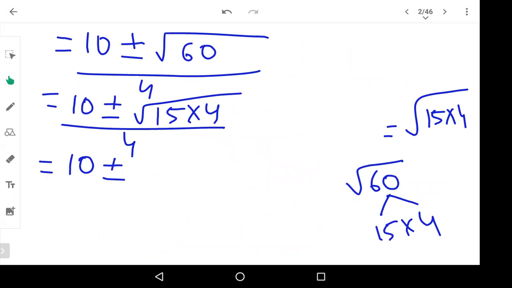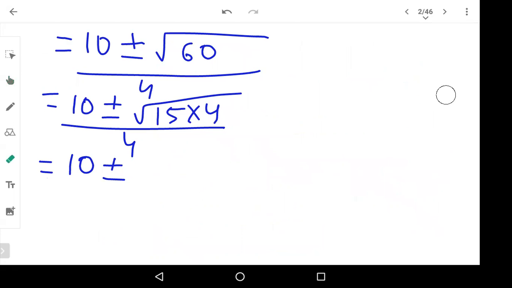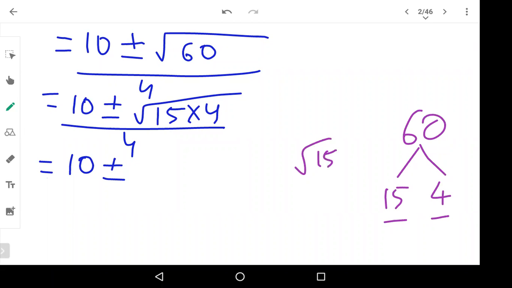Now here what you will be doing is, for 60 we are going to find the factors. Now when we find factors for 60 here, we got 15 and 4. 15 into 4 is, yeah, good Sindhu. Correct. Okay, so you got 15 and 4. Now what you can do here is square root of 15 into square root of 4. So this number square root of 15 into 4 can be written as square root of 15 and square root of 4.